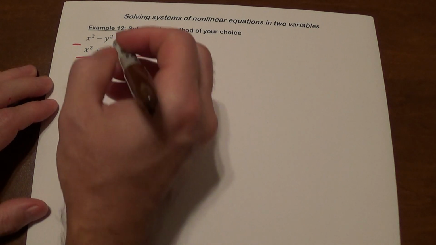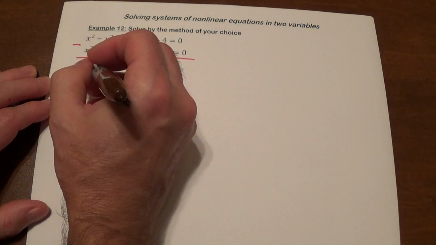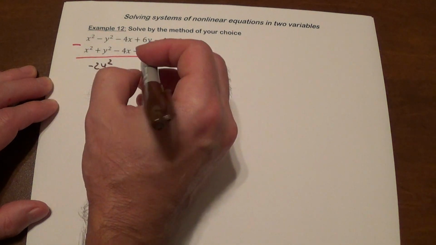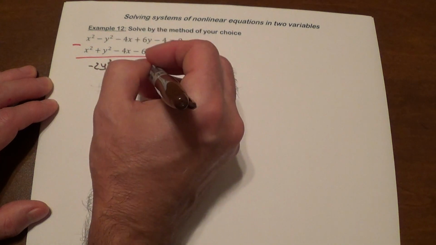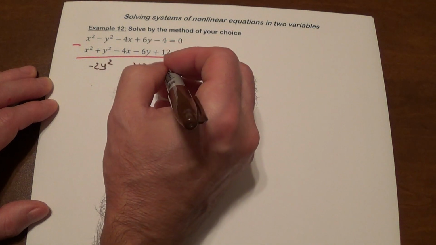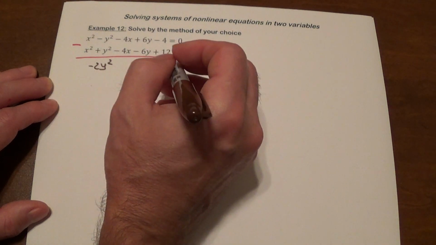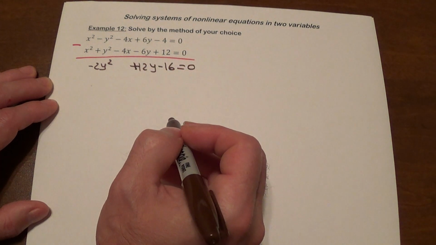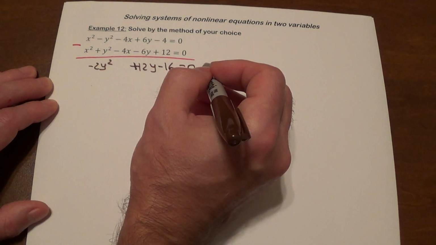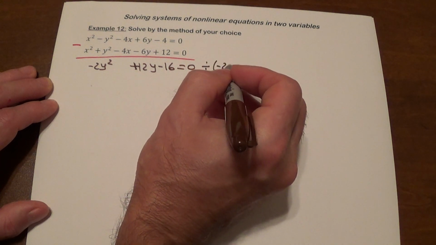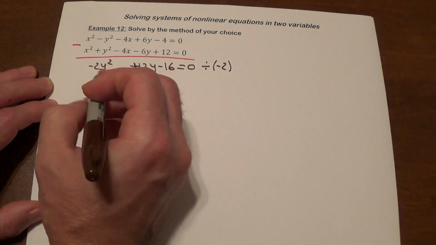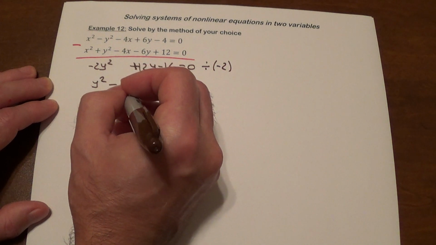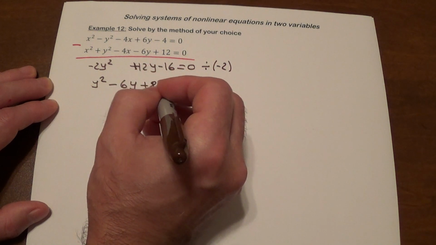So x squared minus x squared is 0. Negative y squared minus y squared is going to give you negative 2y squared. The x's cancel. 6x minus negative 6x, I'm sorry, y, is going to give us plus 12y. Negative 4 minus 12 is going to give us negative 16, and equals 0. So first of all, I would divide everything by negative 2 to get rid of the negative, and everything's even, so we can get rid of those coefficients. It's going to give you y squared minus 6y plus 8 equals 0.